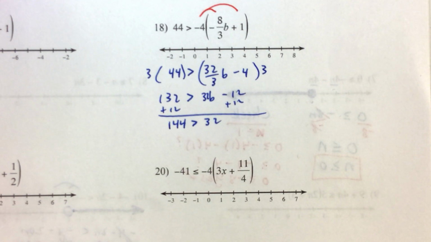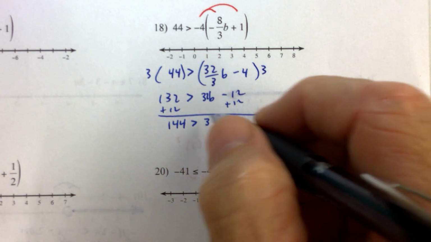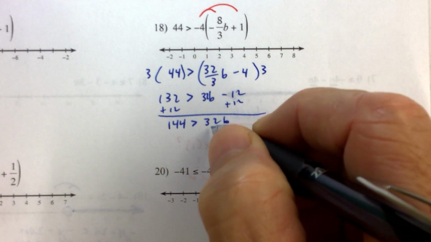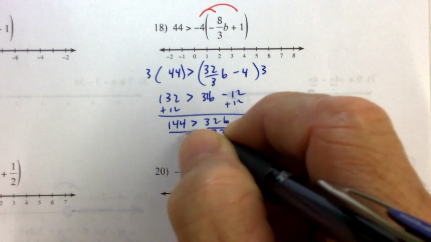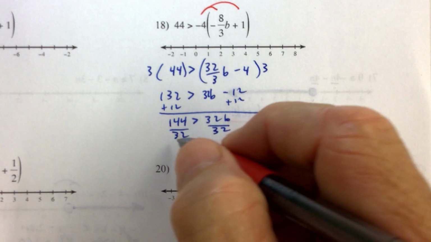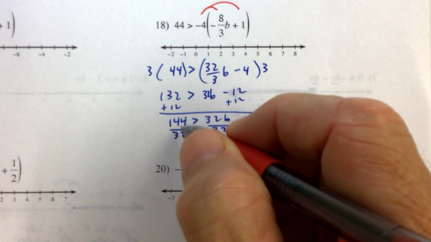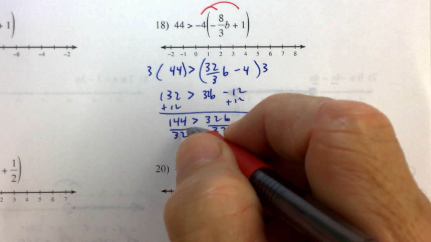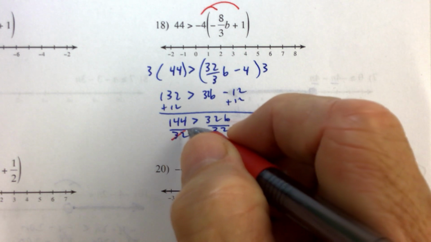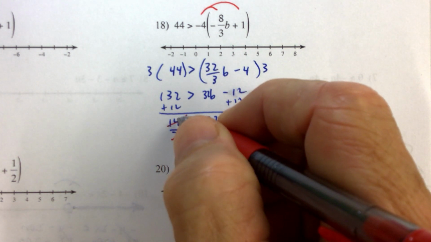Let's see here, hold on a second. Okay, so we get 144 is greater than 32b. If we divide both sides by 32 to get the b by itself, let's think about this for a second. 32 doesn't go into 144 because 32 times 2 is 64. Yeah, it doesn't go into it, but what does go into it: 16 times 9 is 144.